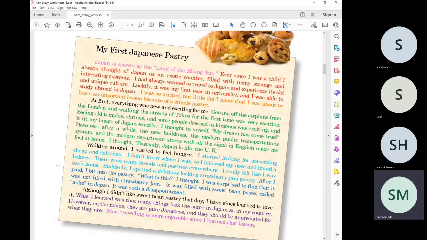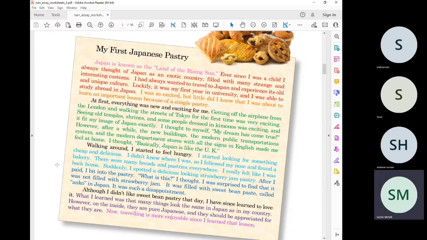"What is this?" I thought. Now, again, in narrative writing, the character is quoting himself. I was surprised to find that it was not filled with strawberry jam, it was filled with sweet bean paste called anko in Japan. It was such a disappointment.